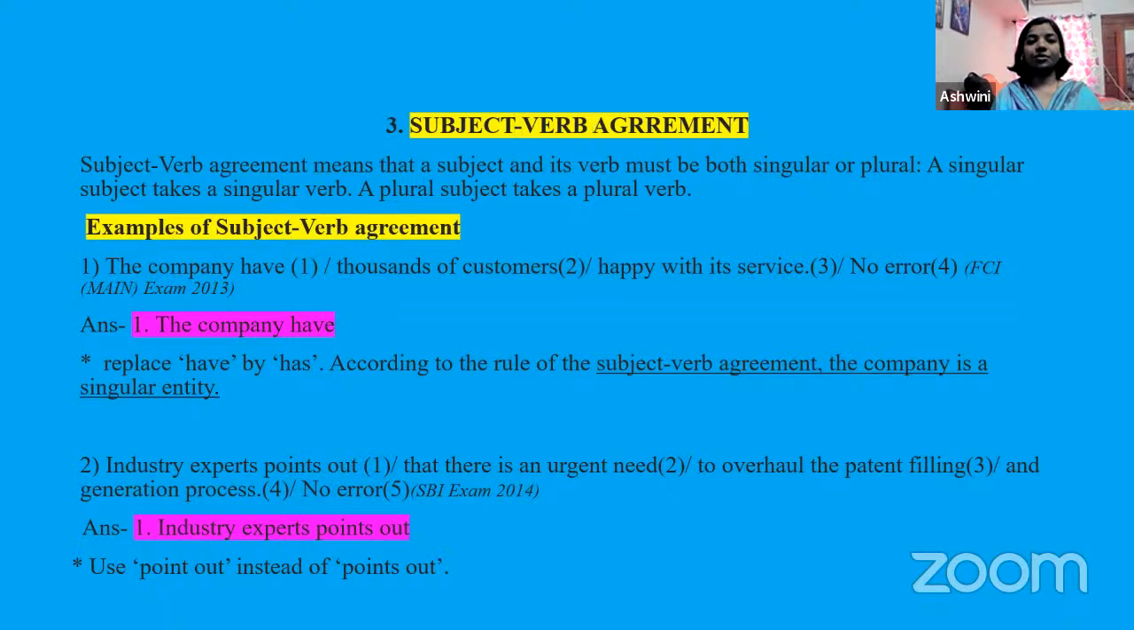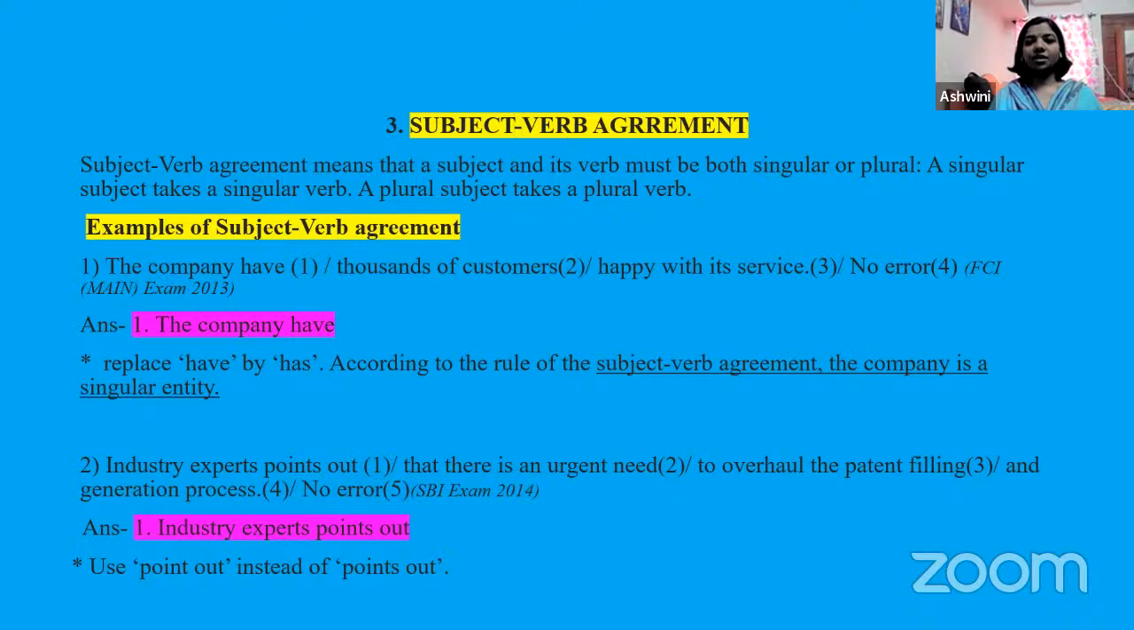Okay, very important topic. The subject verb agreement means that the subject and its verb must both be singular or plural. A singular subject takes a singular verb, and a plural subject takes a plural verb, means subject के साथ verb को agree होना है. If you have to use a particular subject, you must choose one particular perfect verb with the subject. इसको बोलते हैं subject verb agreement.